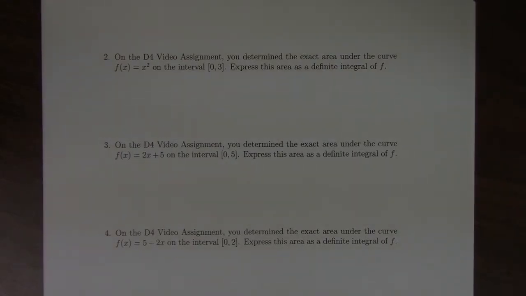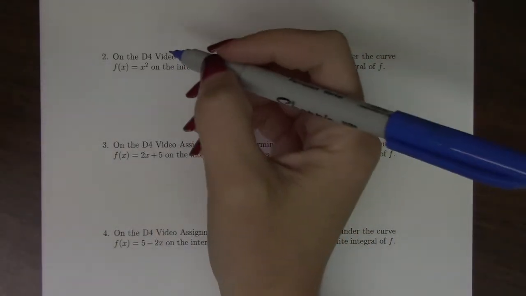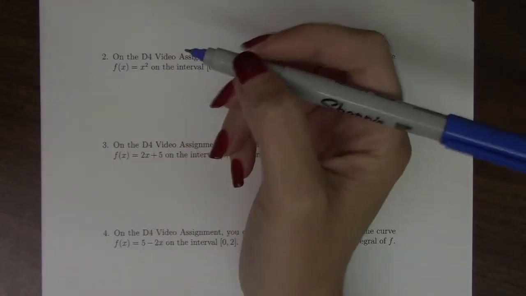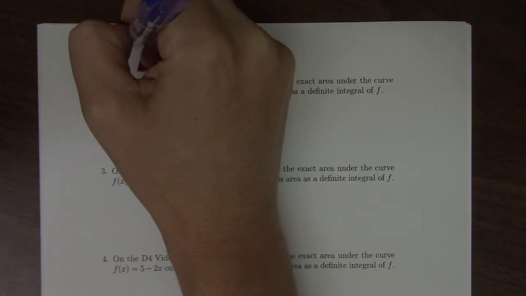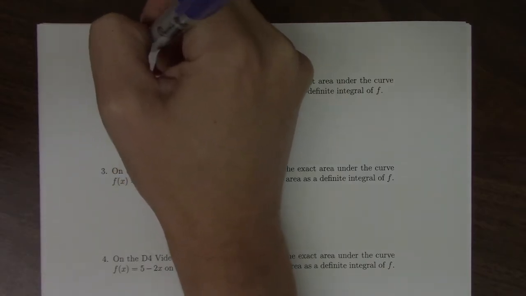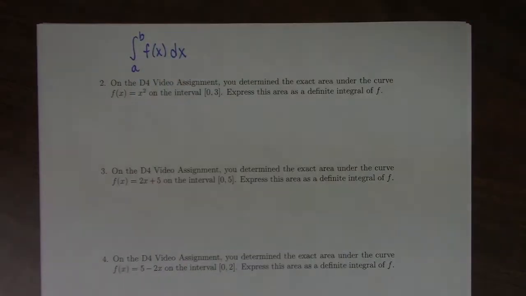So in problem 2, it says on the D4 video assignment, we determined the exact area under the curve for f of x equals x squared on the interval from 0 to 3. Now they want us to express this as a definite integral of f. Before, we took the limit as n went to infinity of the Riemann sum. So the definite integral says we go from a to b, our function, times dx.